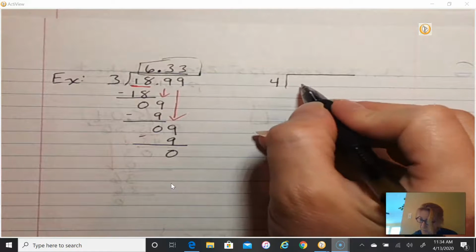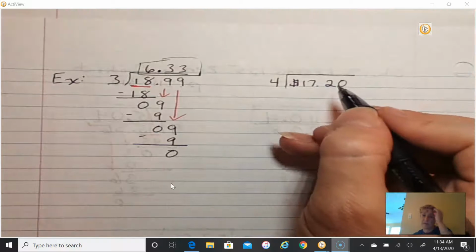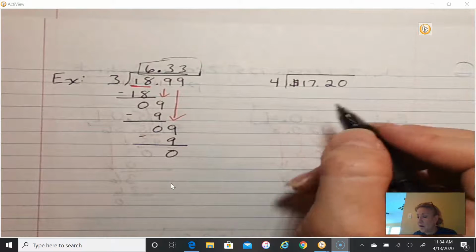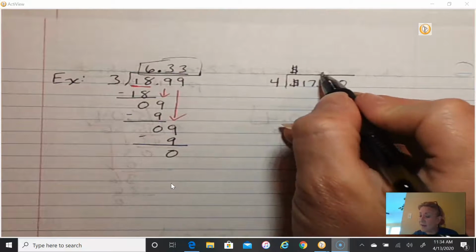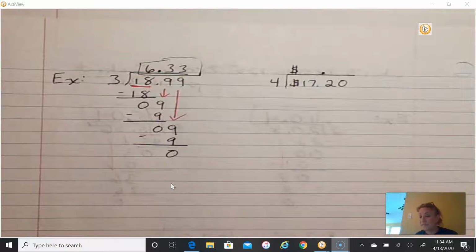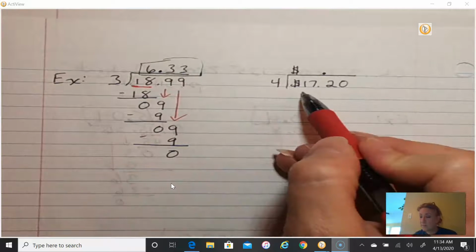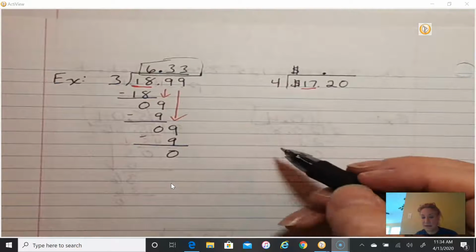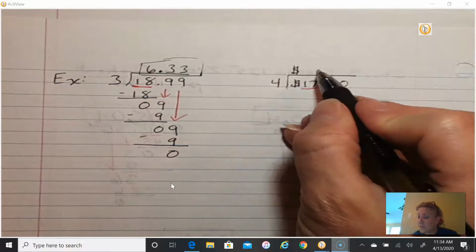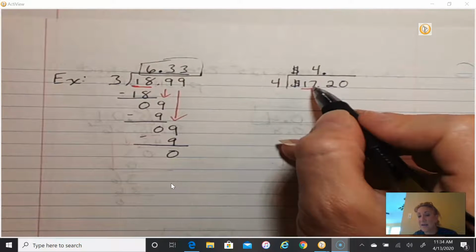4 going into $17.20. I gotta take these off. All right, first thing you do is put the $ sign up there and the decimal. 4, can 4 go into 1? Nope. Can 4 go into 17 though? Yes. 4 goes into 17 4 times. The 4 goes over the 7.